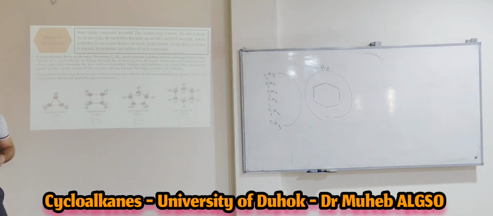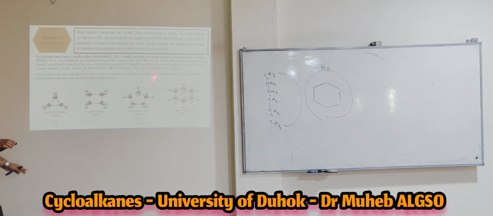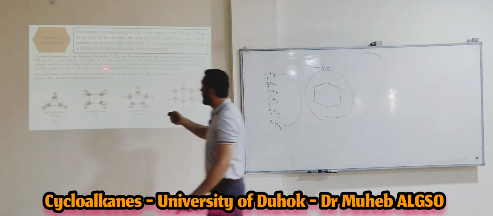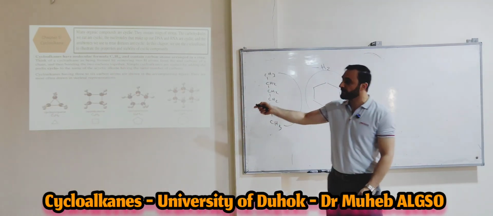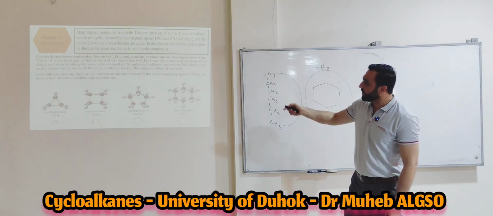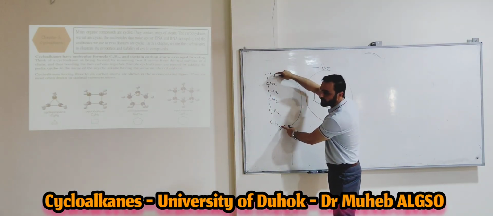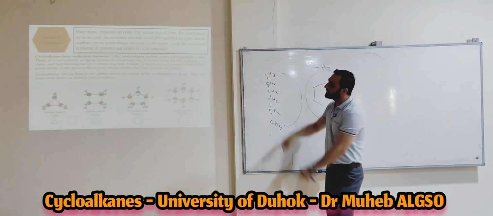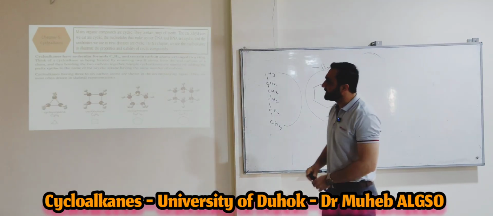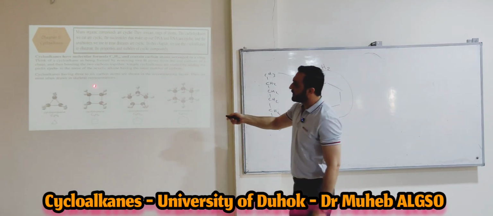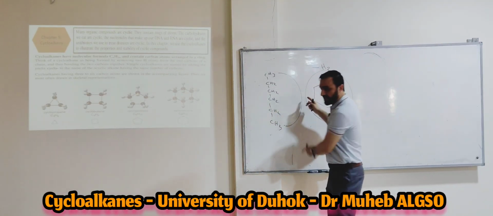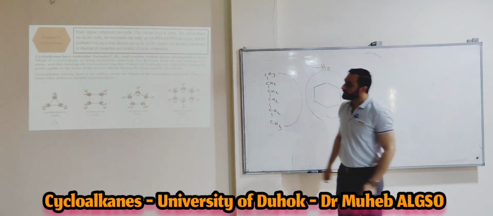Do you understand? So cycloalkanes contain carbon atoms arranged in a ring. Think of a cycloalkane as being formed by removing 2 hydrogens, one from each end. This hydrogen and this hydrogen. Remove the hydrogen from here and the hydrogen from here, and then bond the 2 carbons together to make a cycle, like this figure.